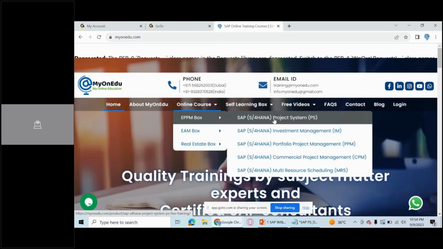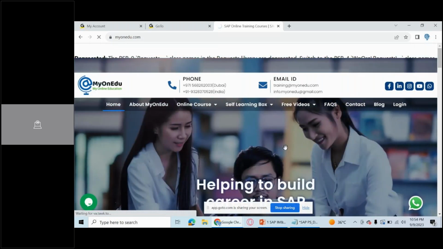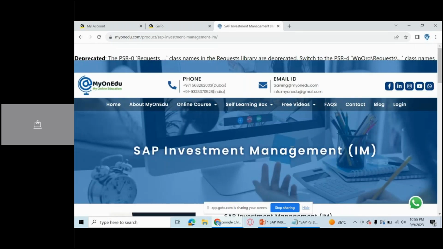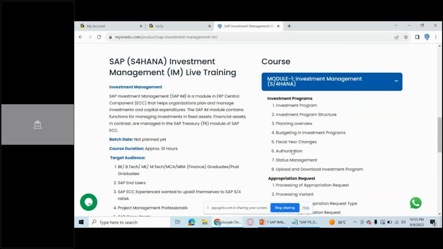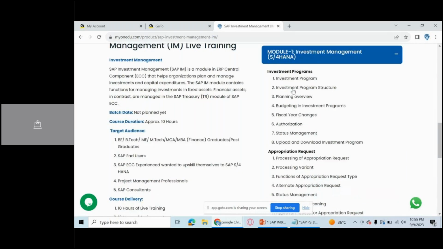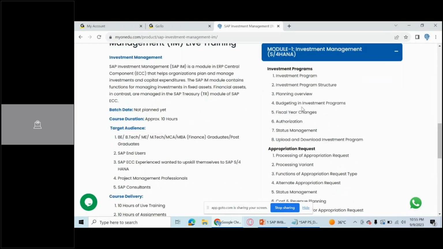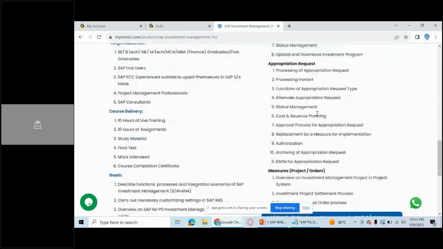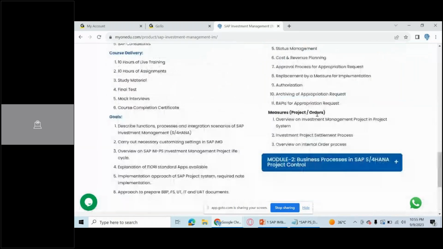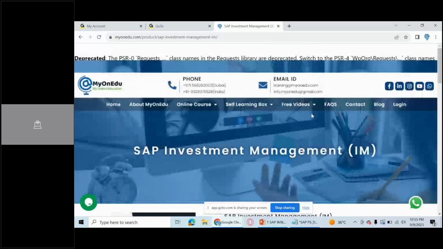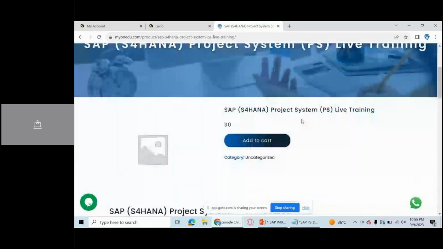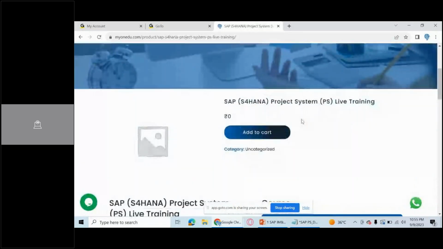So in this course we are going to include investment management and project system both. These are the course content. Investment program structure, planning overview, budgeting, investment programs, all this content is from investment management. Apart from that, we are going to include project system. So this course is for IM and PS.